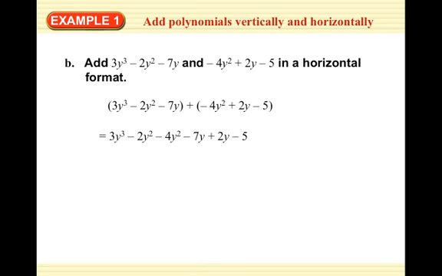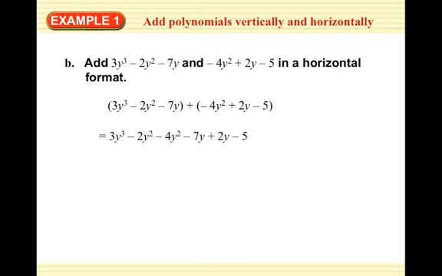So we go ahead and we have 3y cubed. There's not a y cubed term in the second polynomial to add to it. So then we move over and we write down the negative 2y squared, and then we're adding plus negative 4y squared, so that's the same thing as just minus 4y squared. Then we move to our y terms, negative 7y and then plus 2y. And then we look, there's no constant term in the first one, but there is in the second one, so we just write that down, so minus 5.